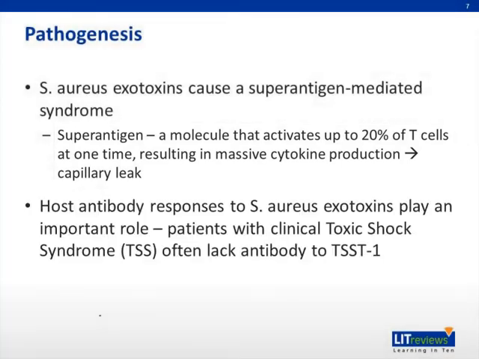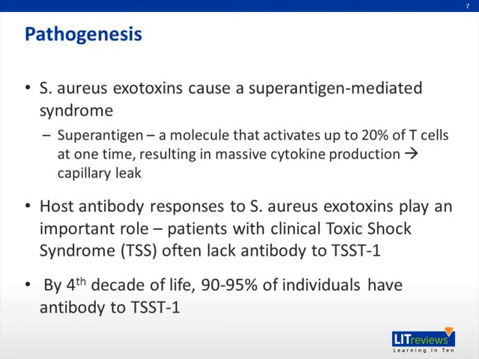Research has shown that the host antibody response to Staph aureus exotoxins actually plays an important role in the pathogenesis of toxic shock syndrome. Patients with clinical toxic shock syndrome often lack an antibody to TSST-1, which is the exotoxin produced by Staph aureus. It's been shown that by the fourth decade of life, roughly 90 to 95% of individuals have an antibody to TSST-1. So it's those patients that don't that are at increased risk for developing this syndrome.